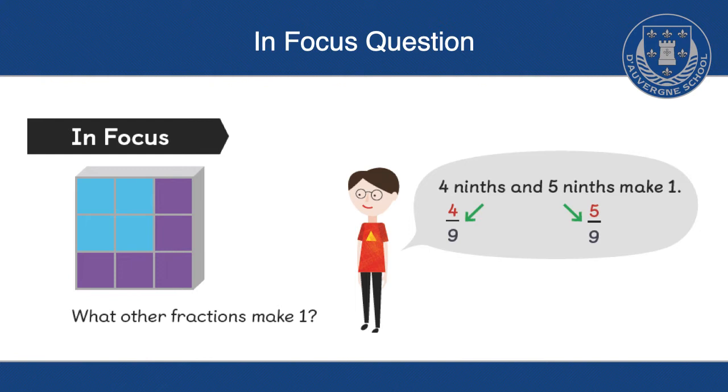Now, because we're looking at ninths as the whole this time, if we count the number of squares, we should have 9 squares. So that shows me that 9 is the number of pieces we are dealing with. So 9 is the whole because there are 9 pieces altogether. So if we had 4 ninths and 5 ninths, 4 and 5 make 9. So therefore, that's why it's saying it makes 1 whole, because 4 and 5 make 9. So we'd have 9 ninths, which is the same as 1 whole.